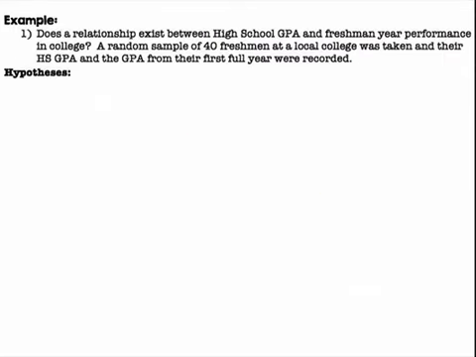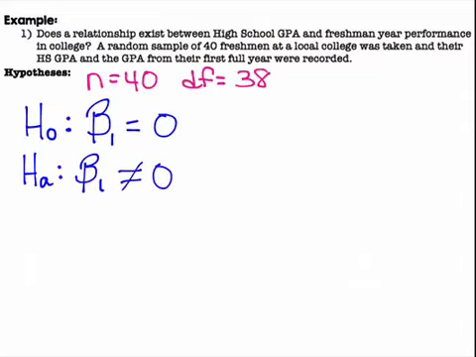All right. Does a relationship exist between high school GPA and freshman year performance in college? A random sample of 40 freshmen at a local college was taken, and their high school GPA and GPA from their first full year were recorded. So n was 40. Degrees of freedom is 38 because it's n minus 2. My null hypothesis would be that the population slope is equal to 0, and my alternative would be that the population slope is not equal to 0, because they didn't say greater than or less.